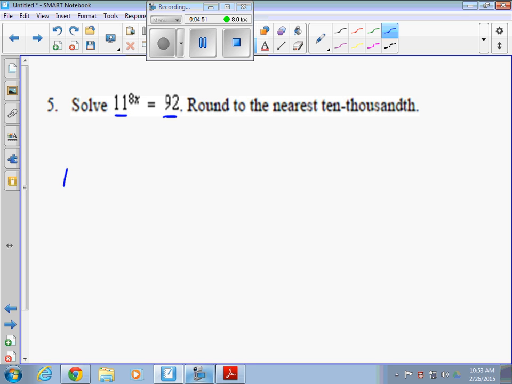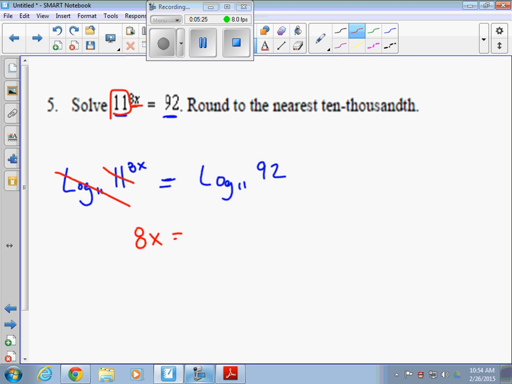So the way we're going to do this is we're going to say log base 11 of 11 to the 8x power is equal to log base 11 of 92. All we did was take a log base 11 of both sides. The reason we used 11 is because that is what's being raised to the 8x power, which we want to get by itself. Remember, when you take log with a base of the same number, which is what we did on purpose, it eliminates that for us. So what it gives us is 8x is equal to log base 11 of 92.